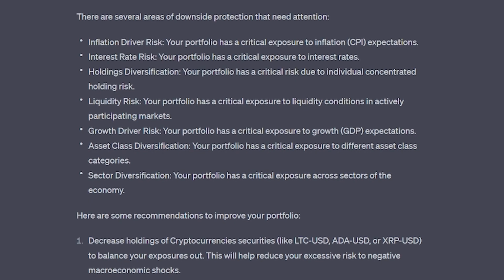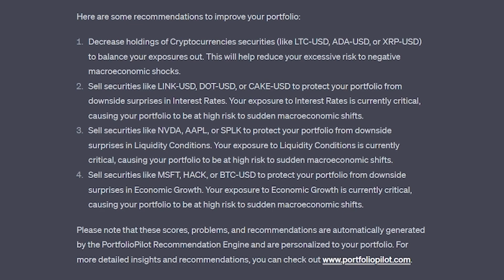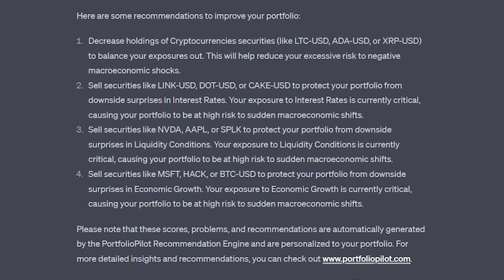And then it's given us some recommendations. Like I said, decrease the holdings of the cryptos like LTC, ADA, and XRP. Sell stocks like Nvidia, Apple, and Splunk to protect from downside surprises in liquidity conditions. And sell securities like Microsoft, Hack, and Bitcoin.